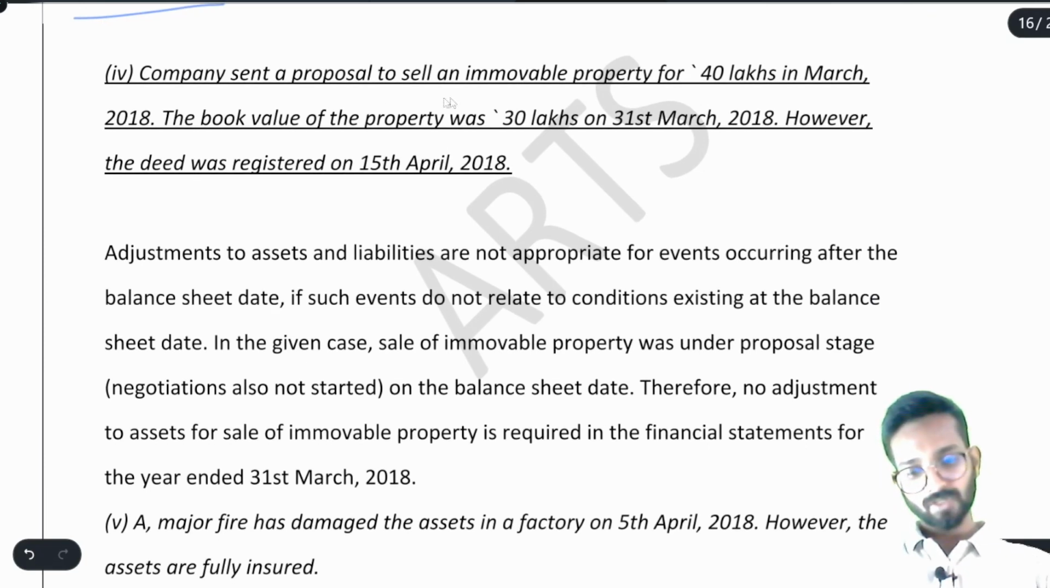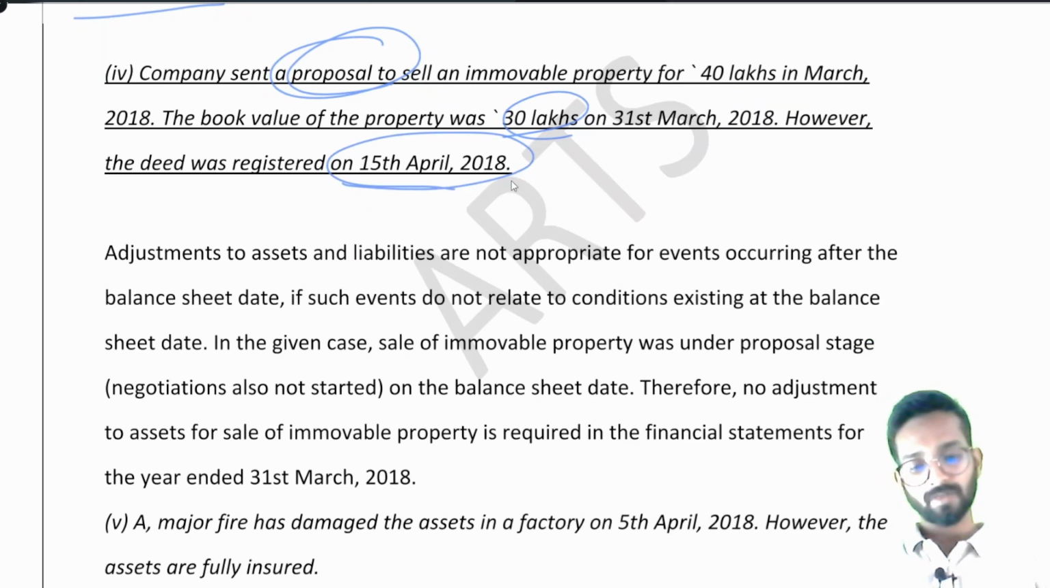Company sent a proposal to sell an immovable property for 40 lakh in March. See, it is just a proposal. The book value was 30 lakh. However, the deed was registered on 15th April. It doesn't matter. Before 31st March, there was no contingency. There was no condition. Everything is happening after 31st March. Understood? So it is a non-adjusting event.